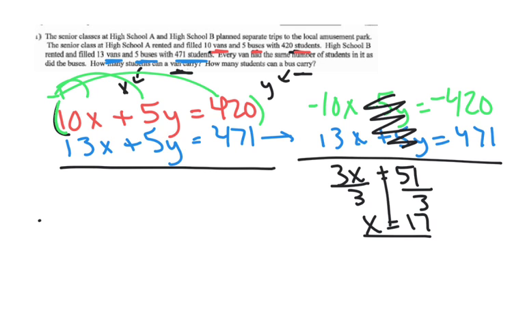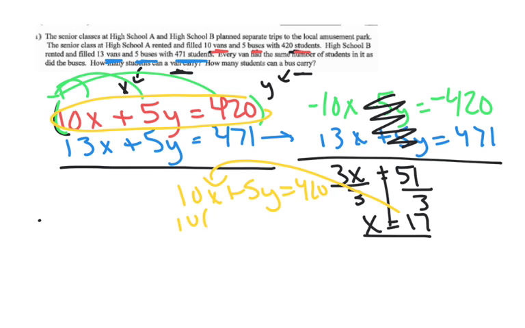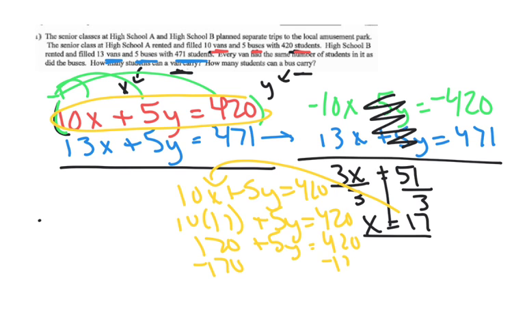Now we have to solve for our other variable. So let's pick an equation. I'm just going to pick this top one here. So 10x plus 5y equals 420. We'll substitute in the x. So 10 times 17 plus 5y equals 420. So 170 plus 5y equals 420. Subtract the 170, so 5y equals 250. Divide by 5 and y equals 50.